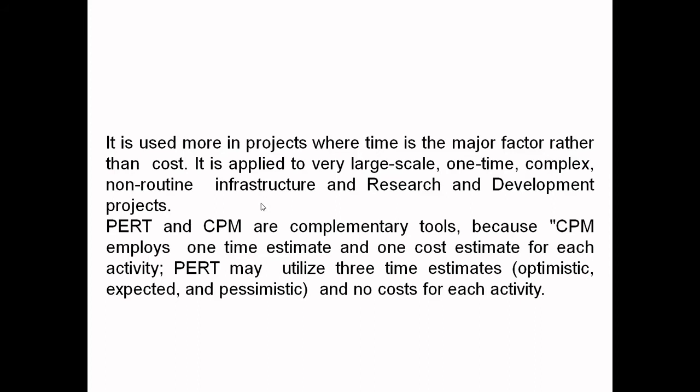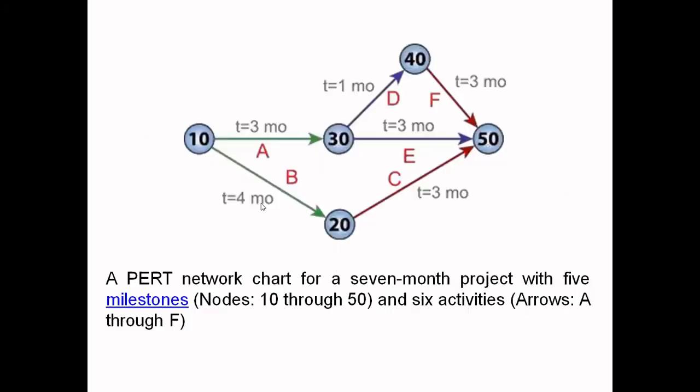But CPM, the critical path method, is different. That's why both of them are complementary tools. CPM implies one time estimate and one cost estimate for each activity, while PERT may utilize three time estimates. Later on, I'll explain the difference. Let's concentrate only on PERT.